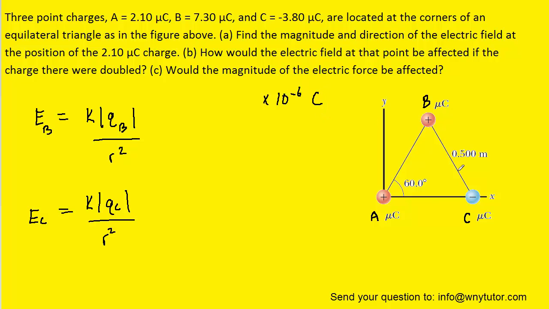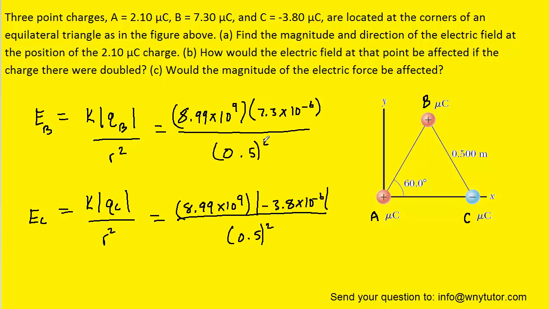Also notice that the distance from charge C to A is 0.5 meters, as is the distance from charge B to A, because this is an equilateral triangle and all three sides are equivalent. So here are all the values plugged in, and if we compute that, we get the following answers. Notice the unit for electric field is newtons per coulomb. Now these represent the magnitudes, but they don't represent the directions, so we have to take that into consideration next.